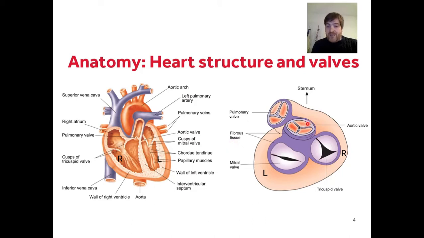If we then look at the aortic valve, what we mean by the aortic valve is shown in this diagram here. That separates the left ventricle of the heart from the aorta, and the pulmonary valve separates the right atria from the pulmonary artery.